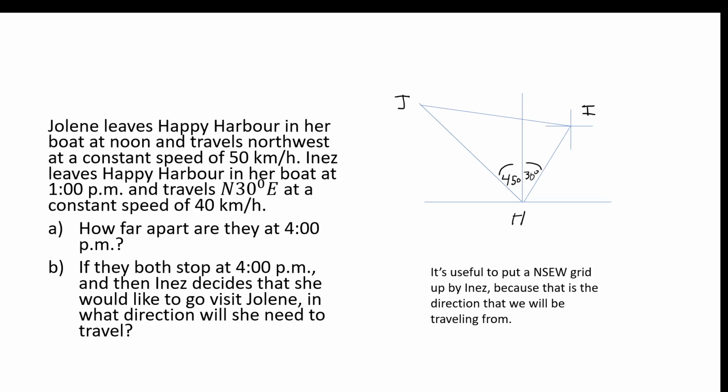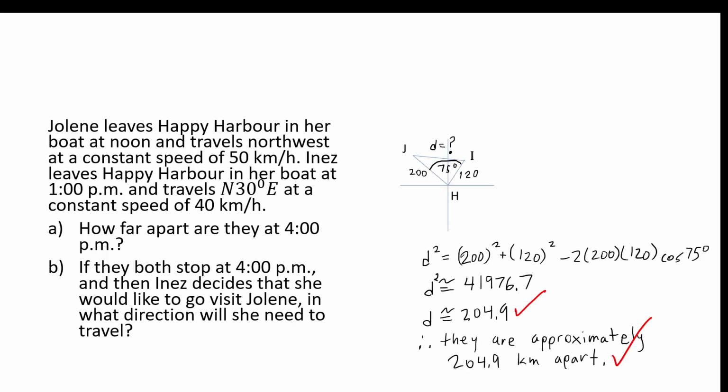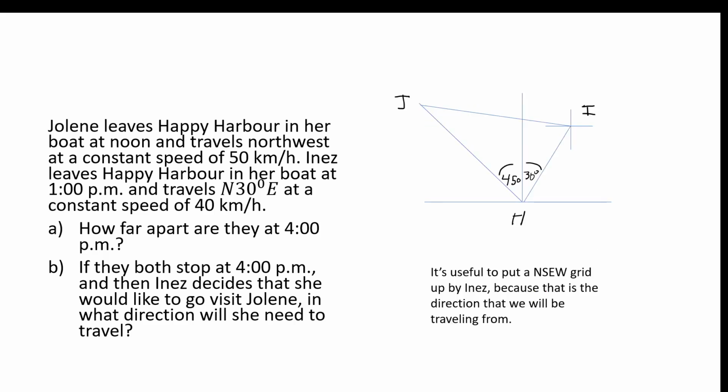We want to know, so going back to this, we figured out how long D is. D is 204.9. Now, let's redraw this triangle using all the information we know. We know that Happy Harbor's down here. We know that Inez left at north 30 degrees east. And she got to this point that I'm labeling with a little circle there, with a little dot.